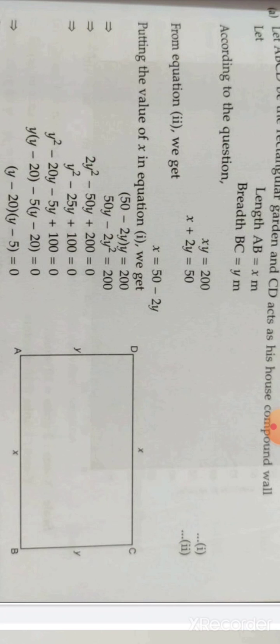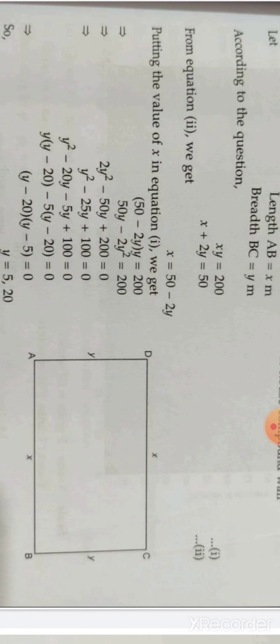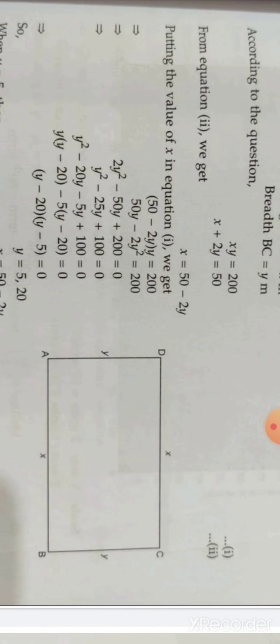So now from equation number 2 we found x value is equal to 50 minus 2y. Now putting the value of x in 1, we have (50 minus 2y) into y is equal to 200. Now by multiplying y with both the terms in the bracket, we get 50y minus 2y square is equal to 200. Now taking all the terms on one side of this equation and forming the quadratic equation as 2y square minus 50y plus 200 is equal to 0.